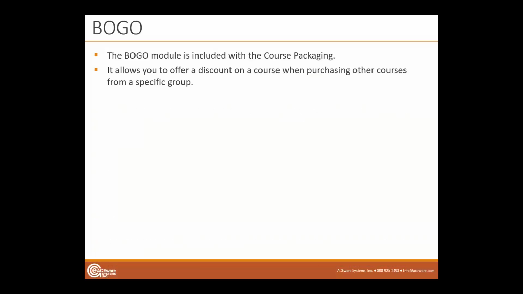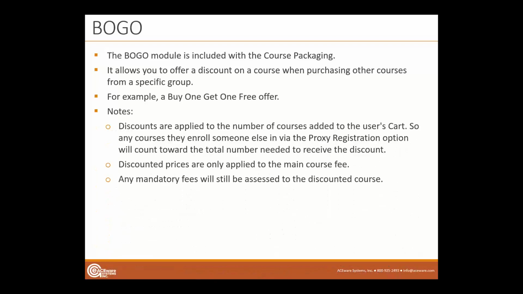This allows you to offer a discount on a course when purchasing other courses from a specific group. For example, buy one, get one free. Discounts are applied to the number of courses added to the user's cart. So any courses they enroll via the proxy registration will count towards the total number needed to receive the discount. Discounted prices are only applied to the main course fee, not the optional fees. Any mandatory fees will be assessed to the discounted course.